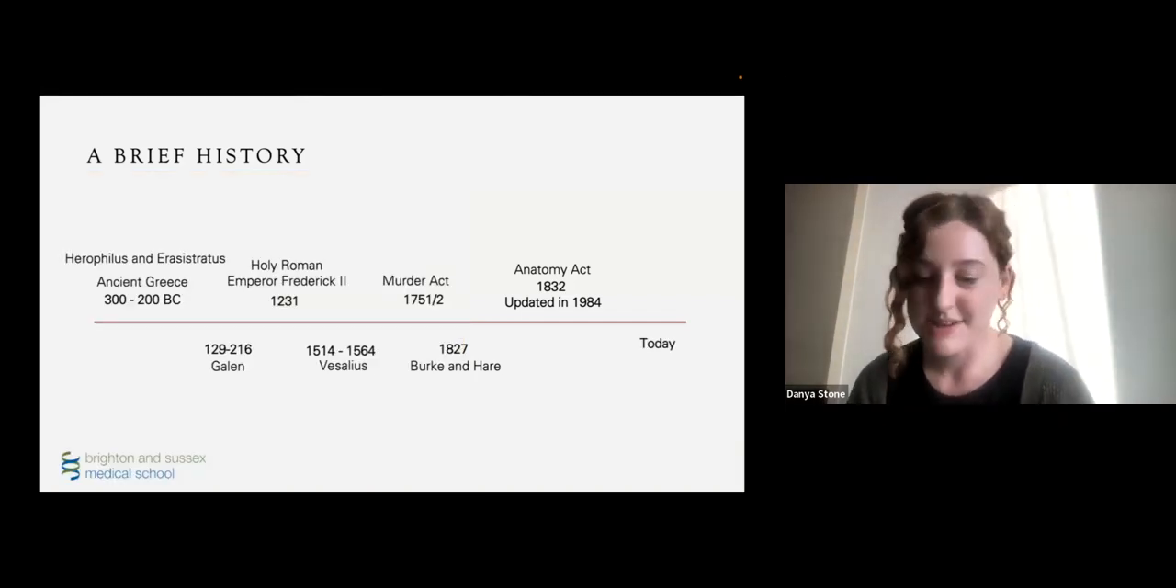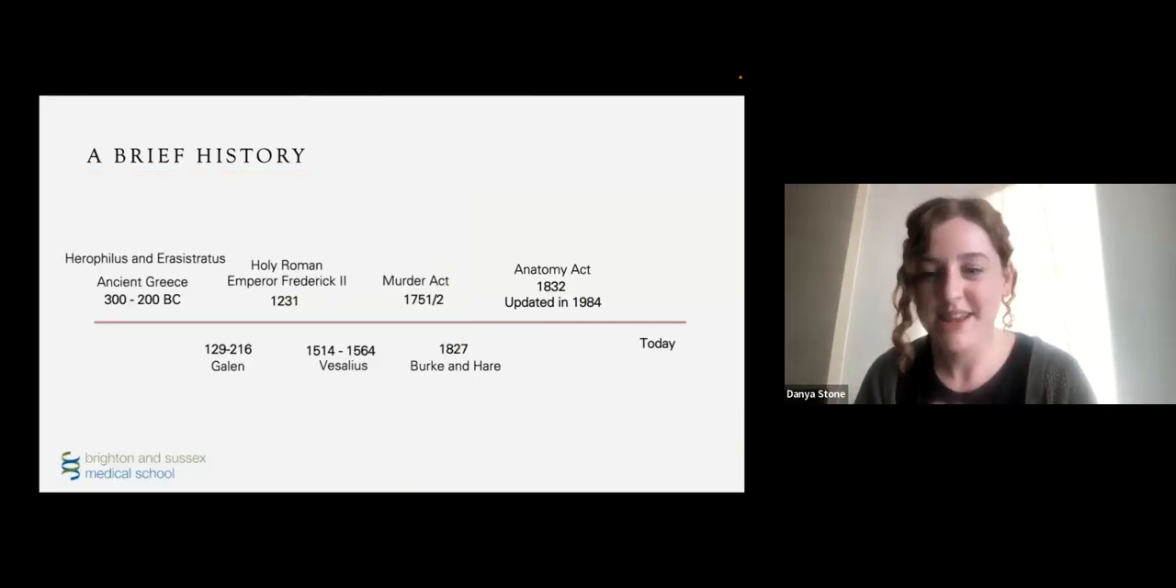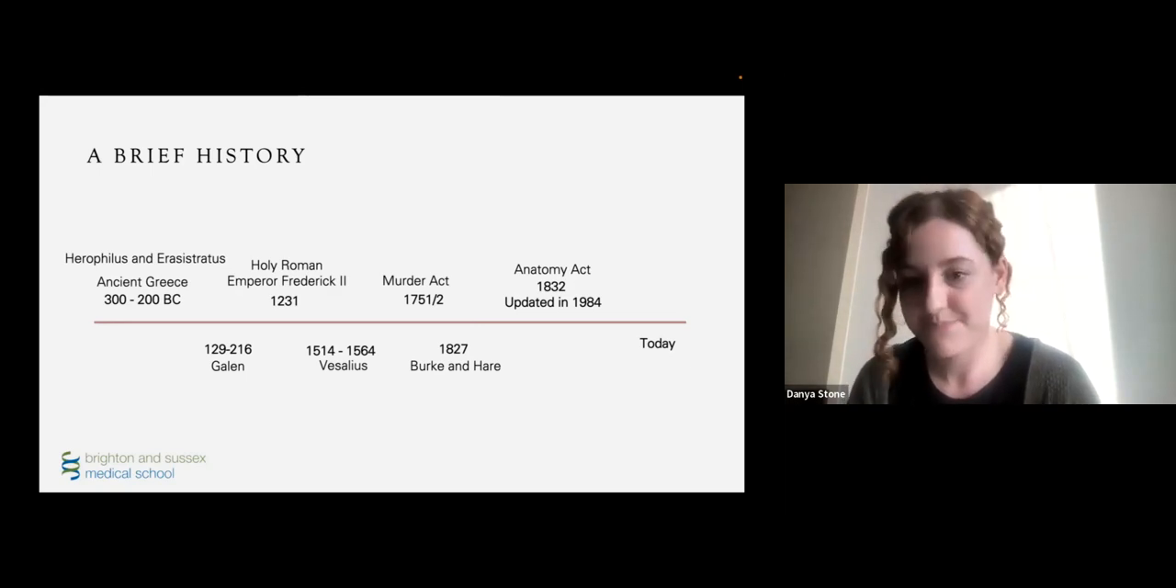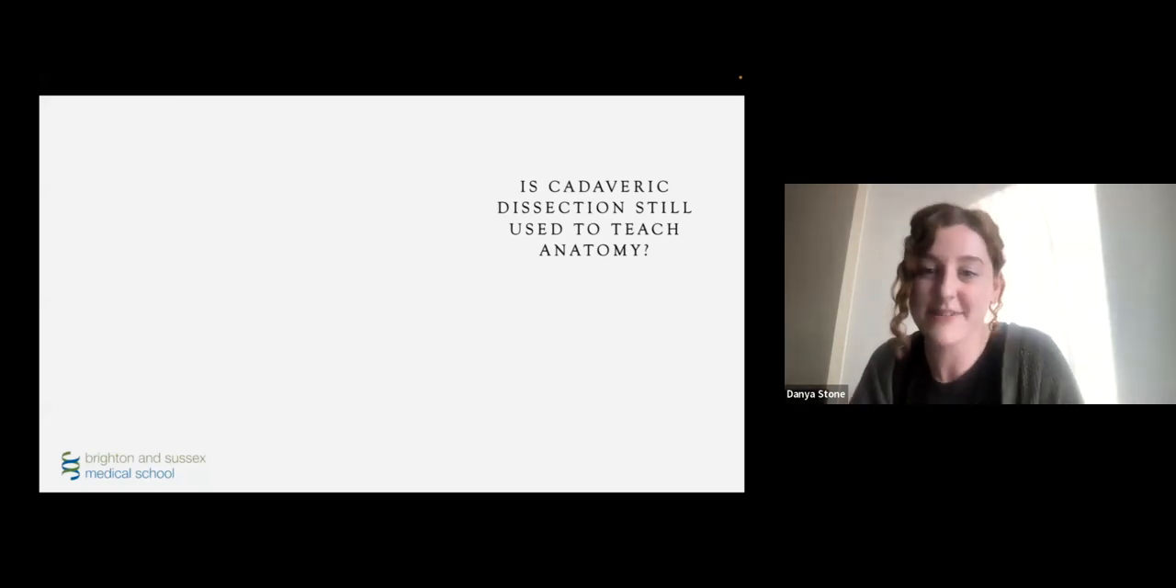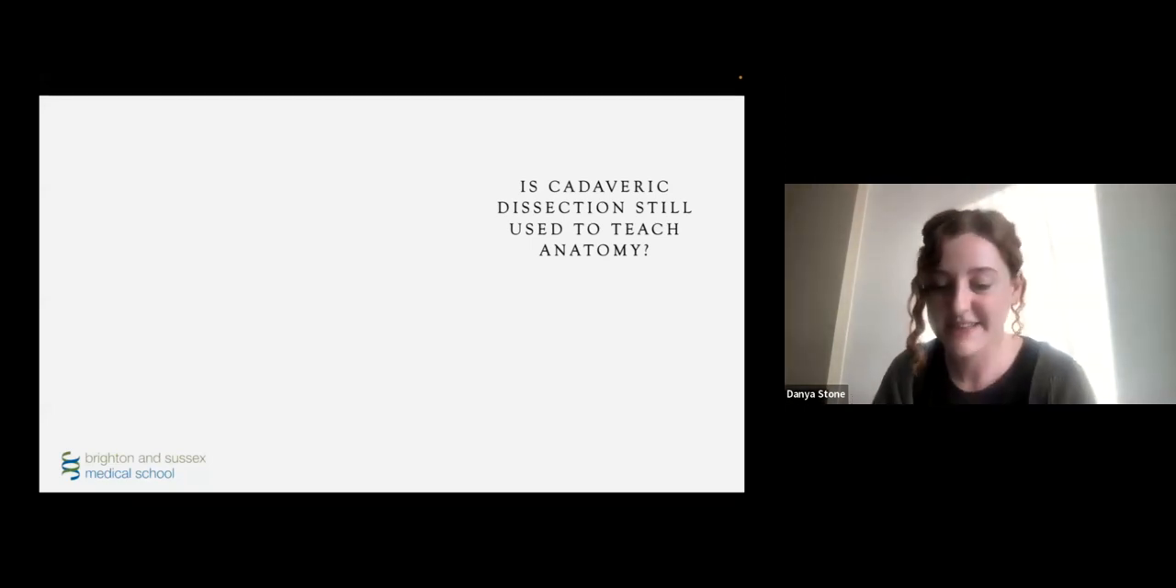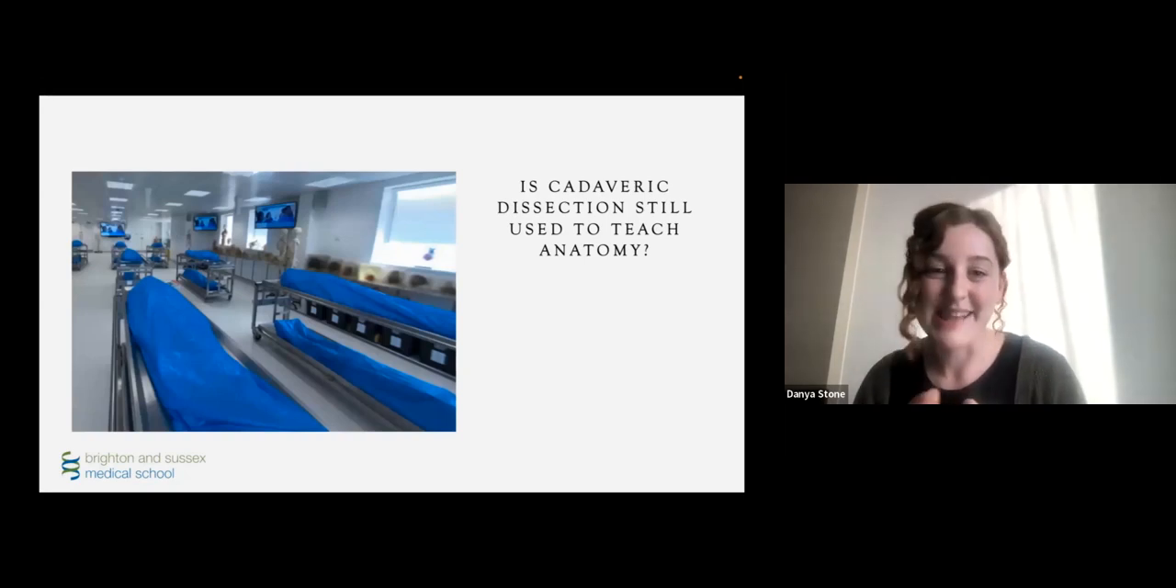So that brings us on to today. What's the legislation and is it still used? Okay, so is cadaveric dissection still used to teach anatomy in the UK? And the answer is yes.